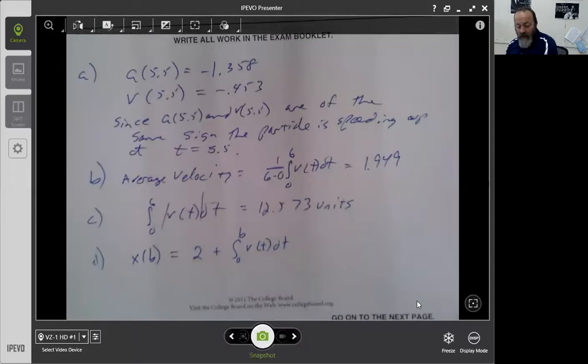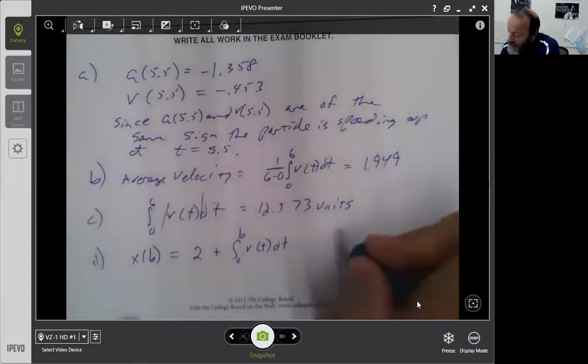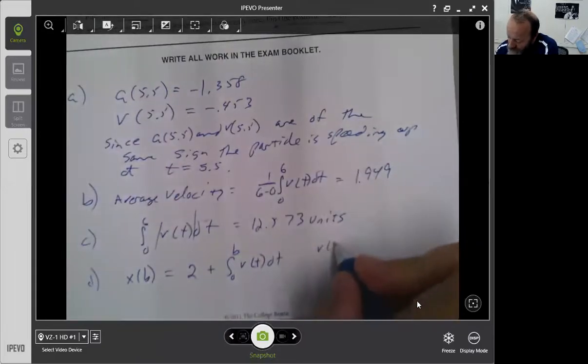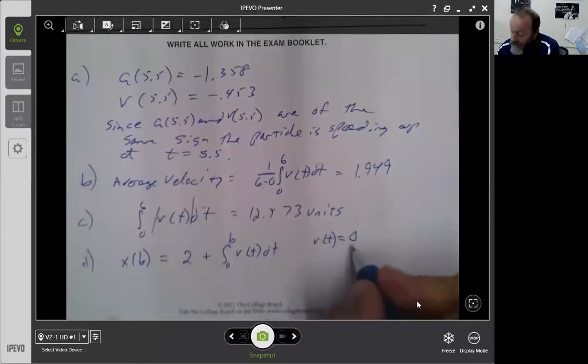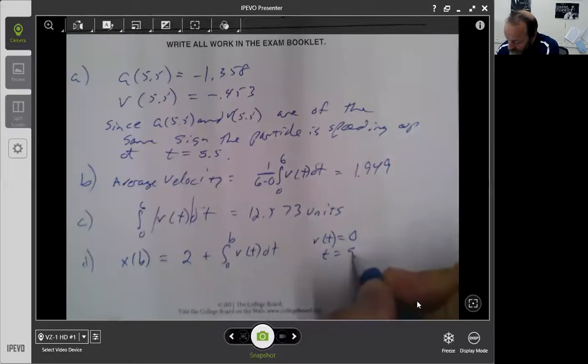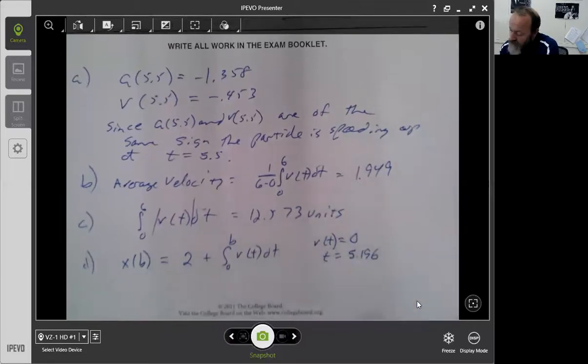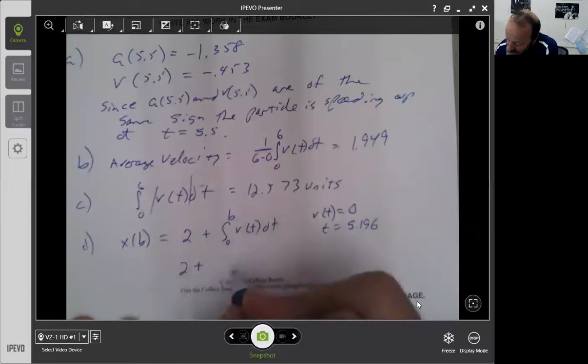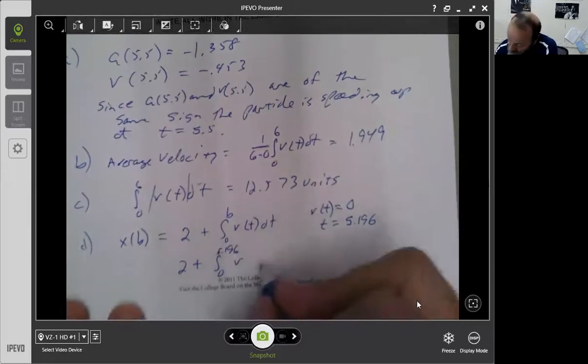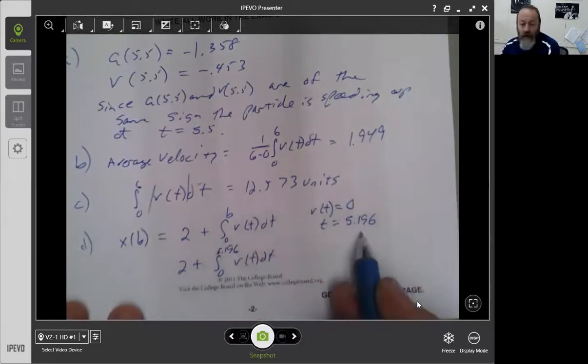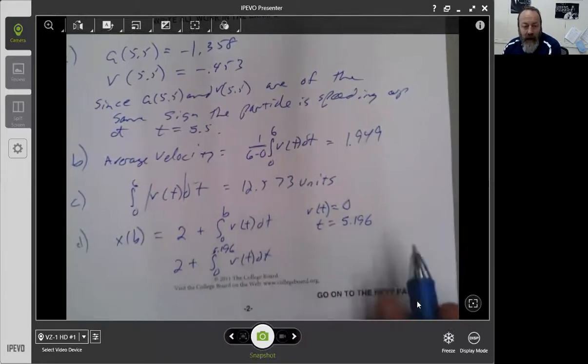Now, when we do all of that, it says that it changed directions. Well, when I actually graphed v of t, I found out that it crossed the x-axis, or 0, at exactly one time, which is t equals 5.196. So that means what I would do is I would set this from 0 to 5.196 of v of t dt. Now, I would store this as a letter, B or A or something like that.